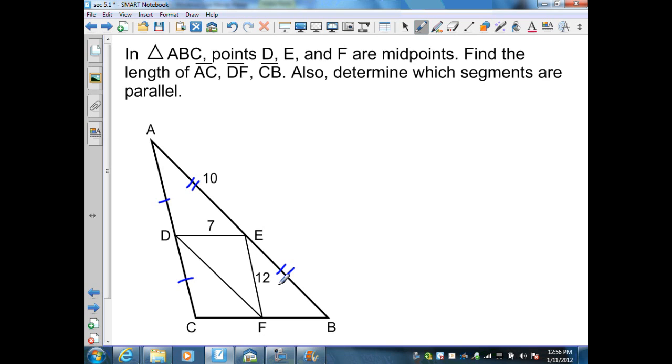for AE and EB. If that's the case, then I do know that this segment is parallel to the third side. I also know that if this is 7, this has to be double that length. Therefore, segment CB must be 14 units long. And that's what we needed to determine. One of the segments, CB, is 14 units long.